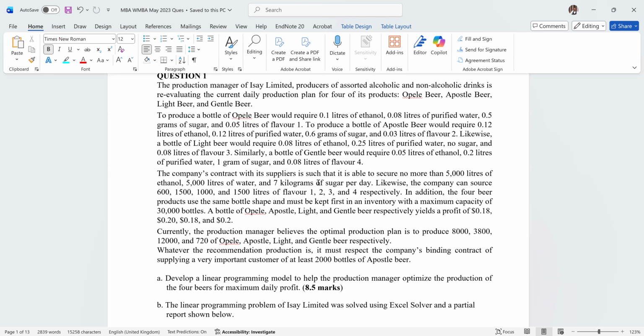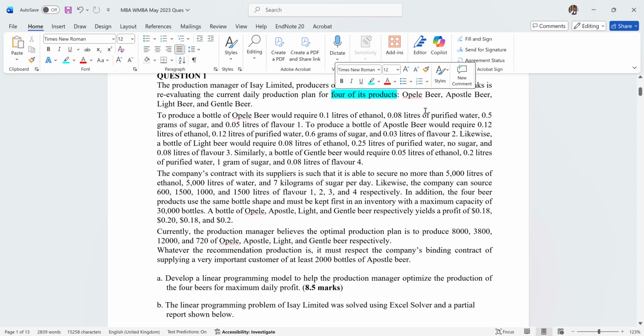The production manager of ICA Limited produces assorted alcoholic and non-alcoholic drinks. In reevaluating the current daily production plan, now, here are things. When you have your question, you should always underline some key things with your pen. The production plan for 4 of these products. So straight away, you get an example situation, 4 of these products. The products are Opele beer, Apostle beer, light beer, and gentle beer.